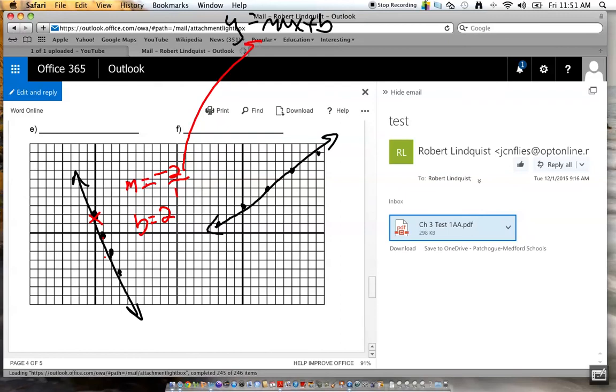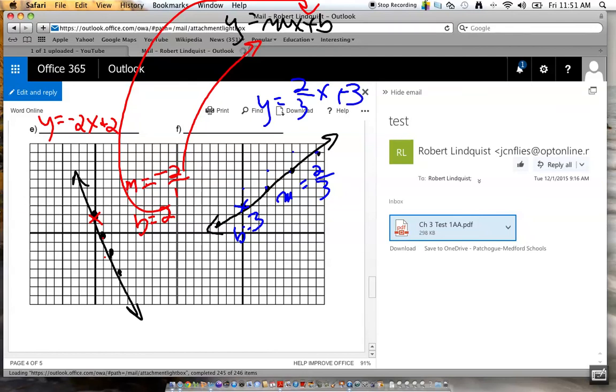And if I just plug in the negative 2 and plug in the positive 2, I get y equals negative 2x plus 2. And last but not least, I cross here, which is positive 3, and I'm going up 2 over 3, up 2 over 3. So my y-intercept is 3, my slope is up 2 over 3, or 2/3, and I get y equals 2/3 x plus 3. All right, so you know the drill.